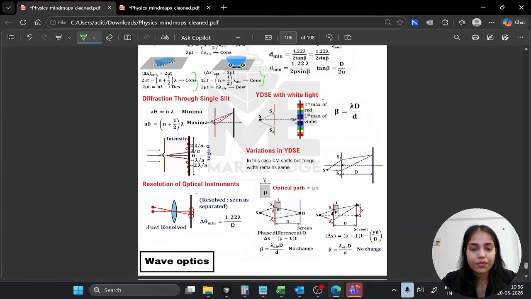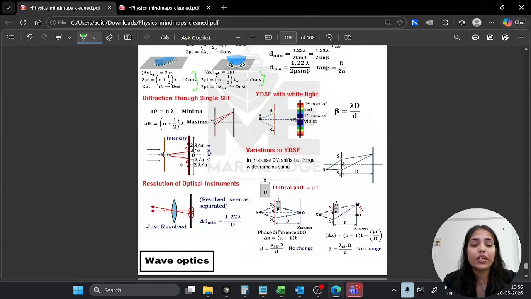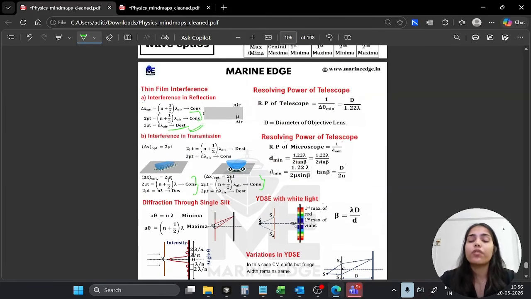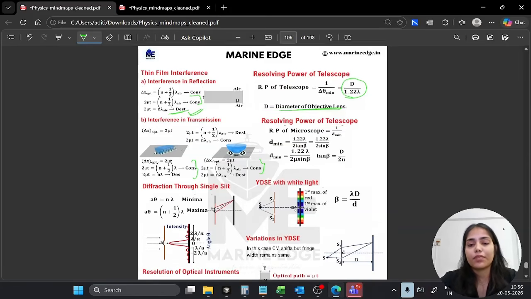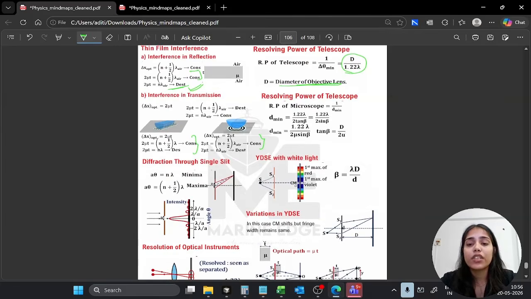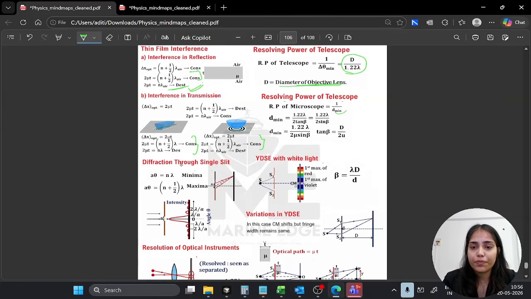All right. Now, next is the resolution of an optical instrument. For a lens, the resolution, or the ability to see apart two different objects, is 1.22 lambda upon d. Lambda is the wavelength of the light that is entering, and d is the diameter. Now, moving forward, resolving power of a telescope is d upon 1.22 lambda. Again, d is the diameter of the objective lens. Next, resolving power of a telescope is 1 by d minimum. Again, that d minimum is 1.22 lambda by sine.